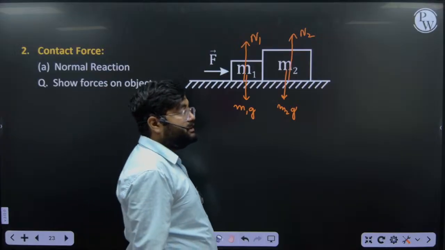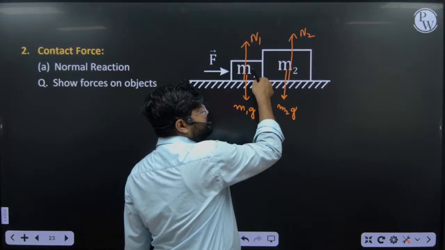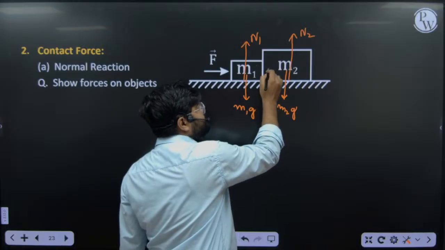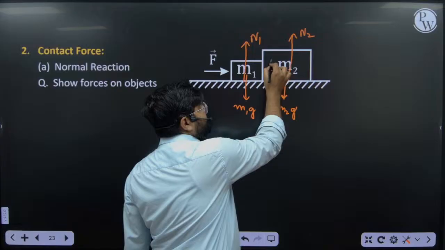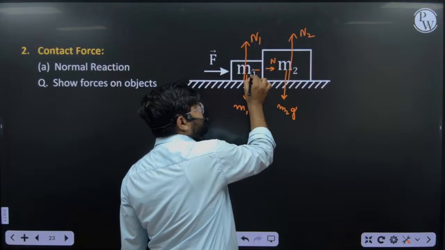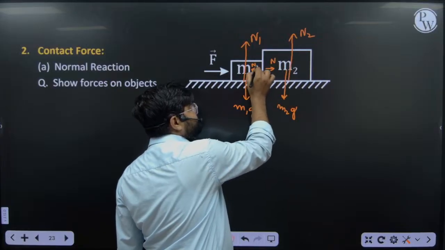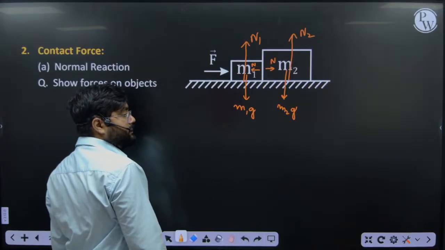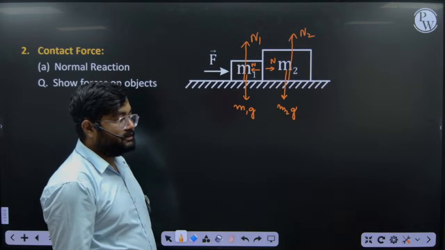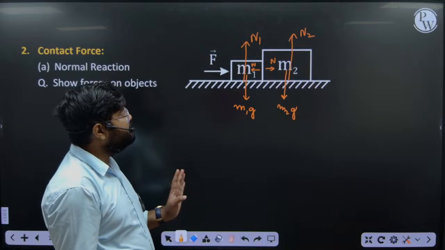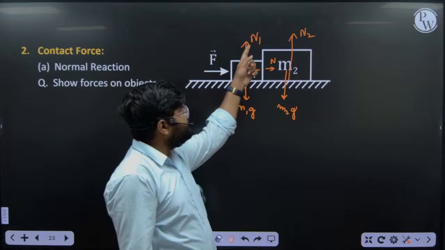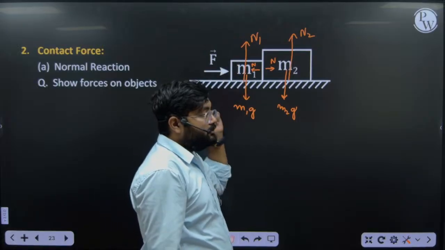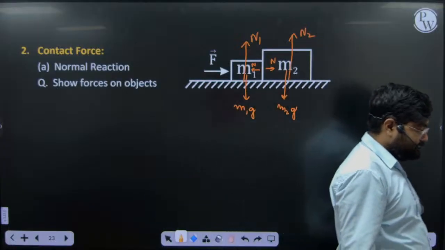But if you see, there is a contact surface here as well, and there will be forces acting, which will be normal reaction. So a normal will act on M2 as well as M1, due to Newton's third law. So these are the forces acting on the two bodies. So we have three normals, N1, N2, and N, two mg's and one external force F.